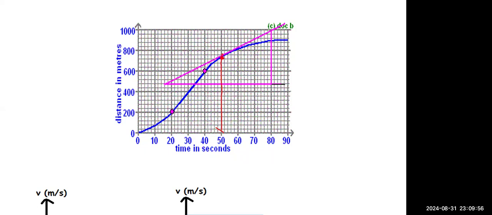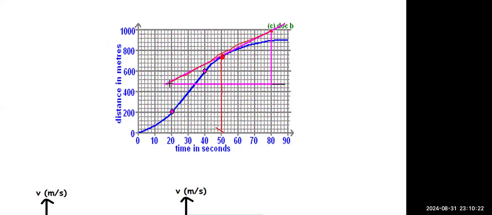At that point, you have to draw a tangent. If you define the tangent, a tangent is a line that touches a curve at a single point. So first you have to select the point, and then you have to draw a tangent on that line. Then you will get a straight line. Okay, I am drawing it here. This is the straight line which you will find.